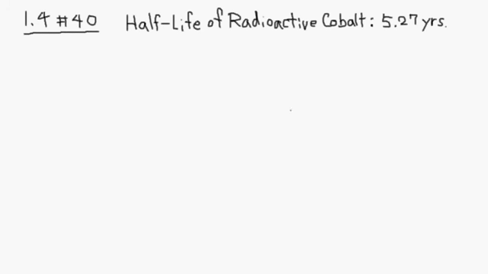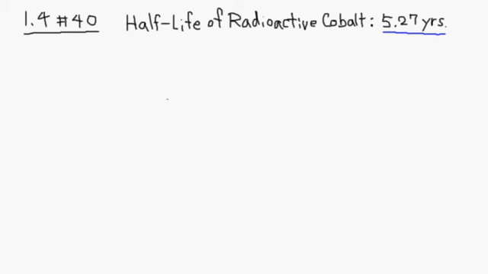Okay, so I would like to get started on section 1.4, problem number 40. The given information is the half-life of radioactive cobalt, which is 5.27 years. Initially, we have a level of 100 times the level acceptable. Then we want to go back to the acceptable level.